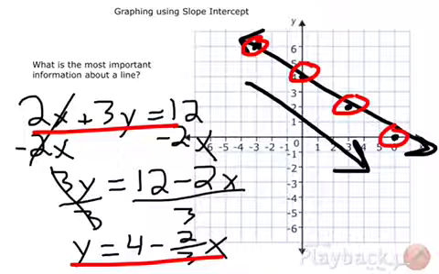Okay, just to sum up what we've learned in this quick video, whenever you're given a linear equation, one way to graph that equation is to convert it into slope-intercept form, and then once you have it in slope-intercept form, graph the y-intercept, and then use the slope to plot points from there.